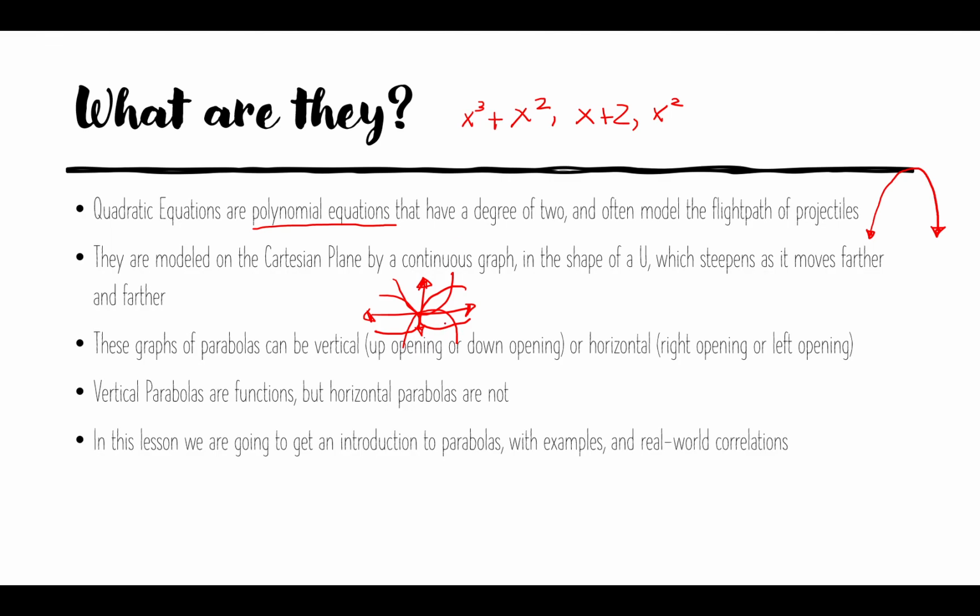Up and down opening parabolas are vertical parabolas, and they are functions. Right and left opening parabolas are horizontal relations, and they are not functions. In Algebra I, and for the most part in this video, we are going to be talking about vertical parabolas. We are not going to be covering horizontal parabolas.